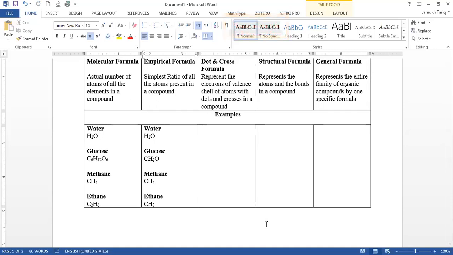So what about general formula? Can you generalize the formulas of methane and ethane? Because definitely water and glucose are not made up of the same elements, only methane and ethane are. So they can only be the ones that can be generalized. So talking about methane and ethane only.